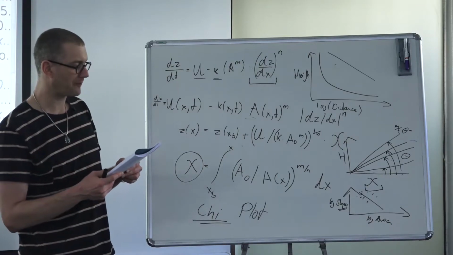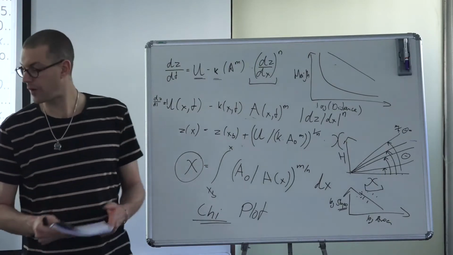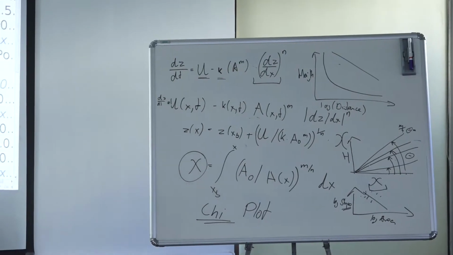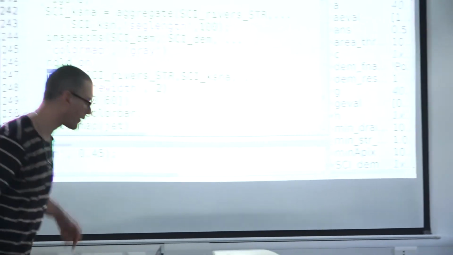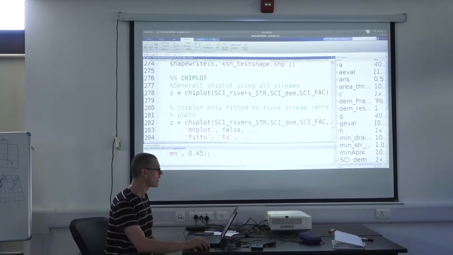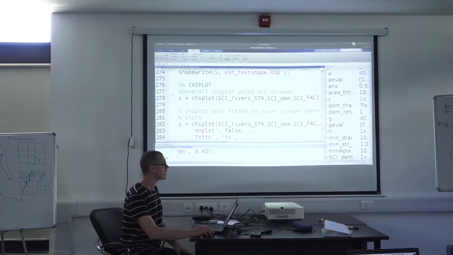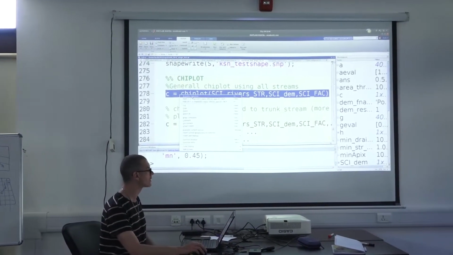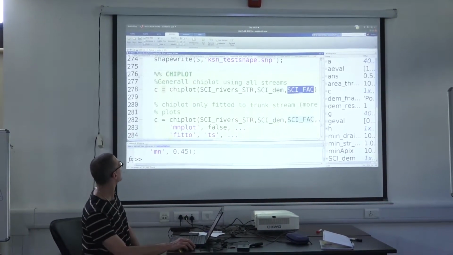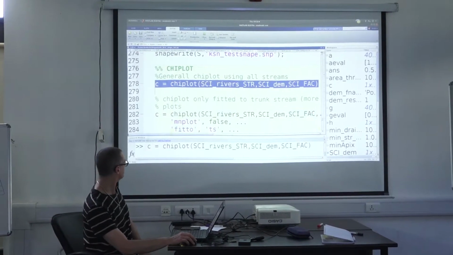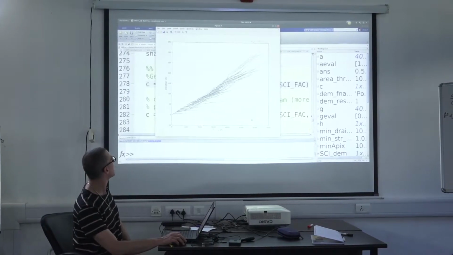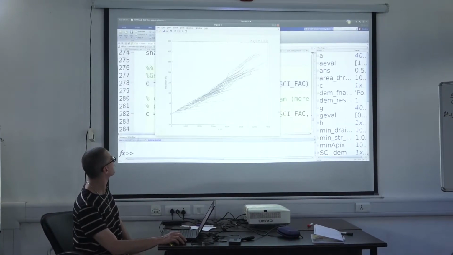And essentially what we will do, we will perform this analysis, and I'm not going through the same details as we did before. I just wanted to show you that we can generate a chi plot from our river file, from the DEM, and from the drainage area. And they would look like this. And I would like to spend some time looking at this plot and explaining it.